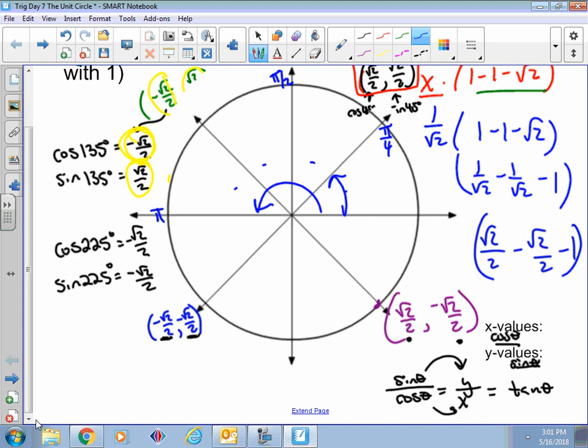This is really what I do. So here's 1 pi over 4, 2 pi over 4, which reduces to pi over 2, 3 pi over 4, 4 pi over 4, 5 pi over 4, 6 pi over 4, oh wait, that reduces, 3 pi over 2, 7 pi over 4, and 8 pi over 4, oh wait, that's the same thing as 2 pi.